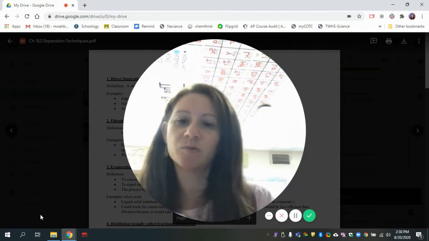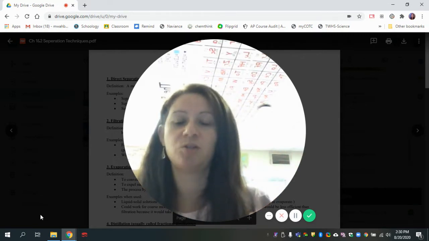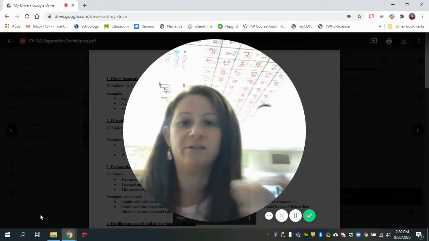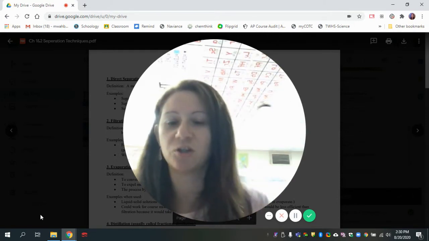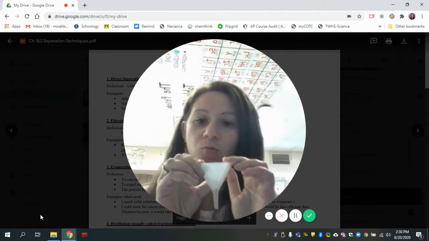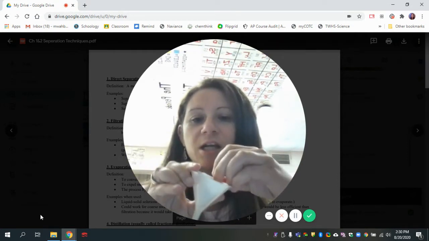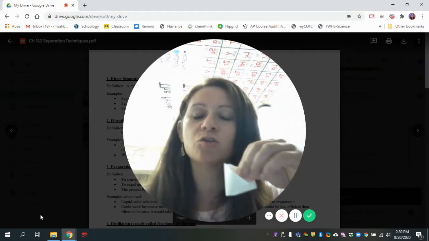A lot of times when I do that, there's still some solid in my flask. So what you can do is use a little bit more of the solvent, swirl it around, pour it fast, and you can do that a couple of times in order to get it all out. Now, once all the solvent goes through, whatever your solvent is, then you take out your filter paper, and you usually want to dry that.